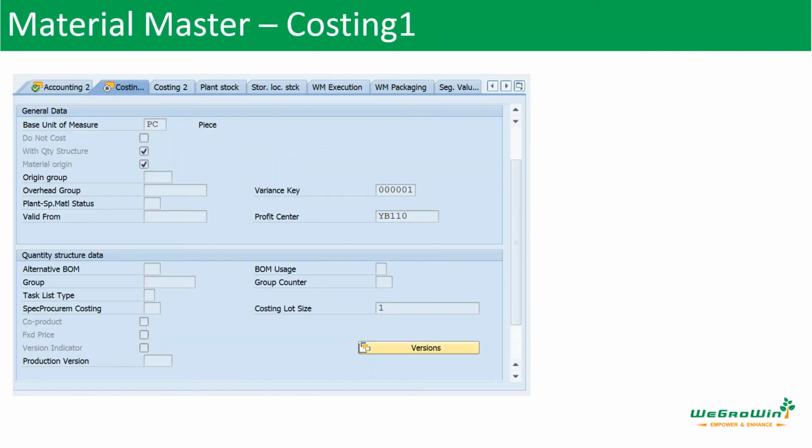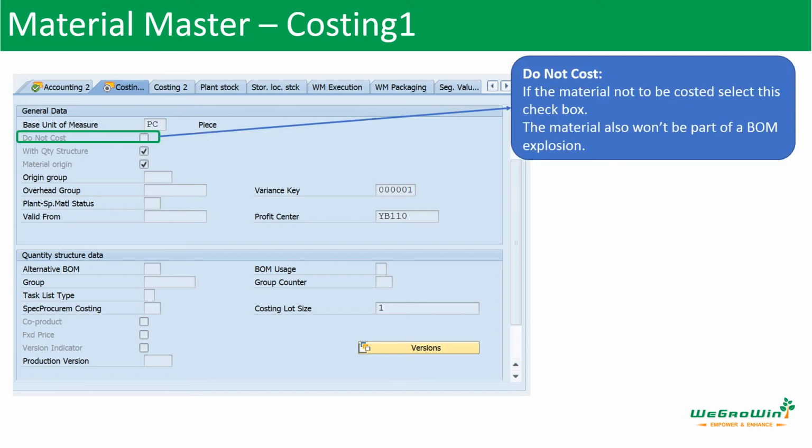Next we are seeing the costing. In this costing view, the costing data, we have two tabs for costing, costing 1 and costing 2. Now let us see the details in costing 1. Here we have the do not cost indicator. This box should not be selected if the material is to be costed.